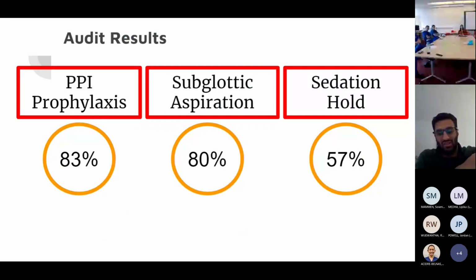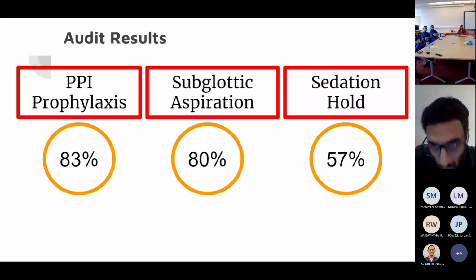Now, we set our standard at 90%, and we found that the next 3 areas, PPI prophylaxis, subglottic aspiration, and sedation holds, weren't being met. Particularly sedation holds, only about 50% of our patients were being given one, and not only patients that actually had one, but were even being considered for one on that day, they were only at 57%, so quite well below what we should be doing.